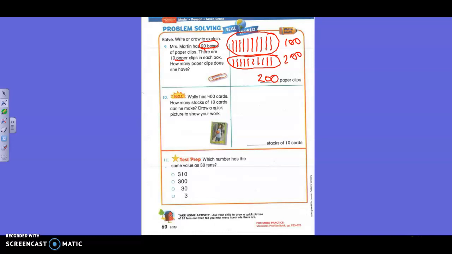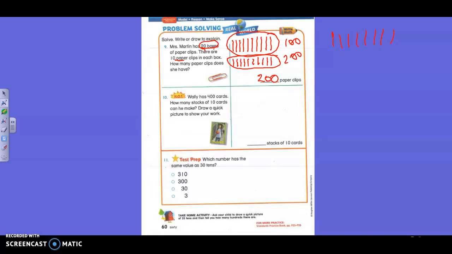If it tells you, this is what it's like on your homework too. It tells you, instead of paper clips on your box and stuff, it has pots. It says she has 30 pots. So you're going to make 30 tens. And you're going to see how much that is at the end.